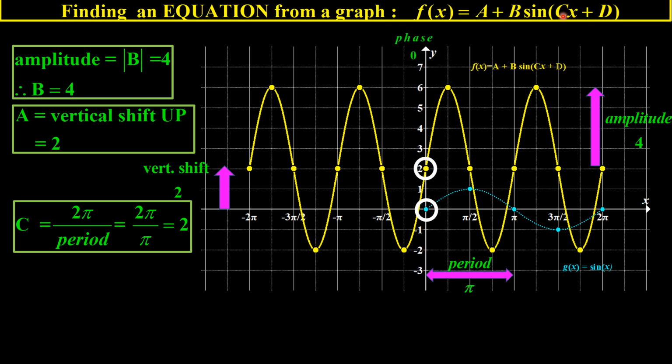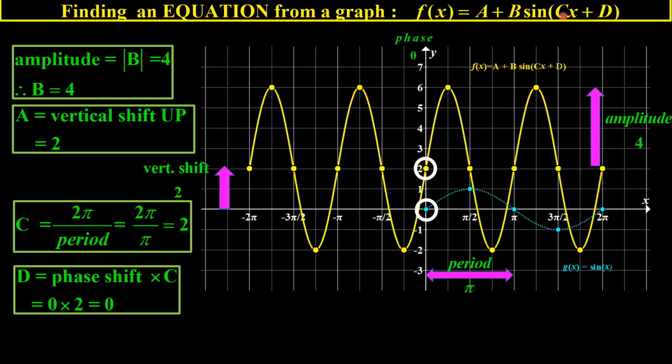Now, there's no phase shift. Right? The phase shift is 0. You see, normally what you can do, you can see there's no phase shift. So the phase shift is 0. And then the C value, we just worked it out as 2. So 0 times 2 is 0. Or you can just see it didn't move left or right. Right? So that D value needs to be a 0.